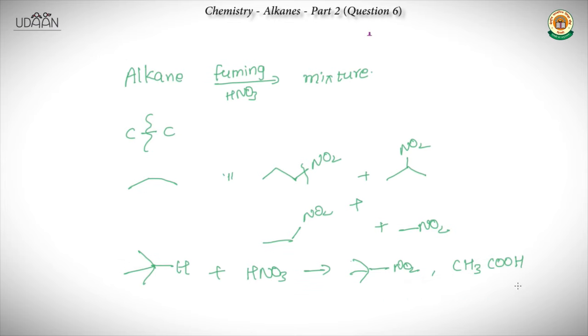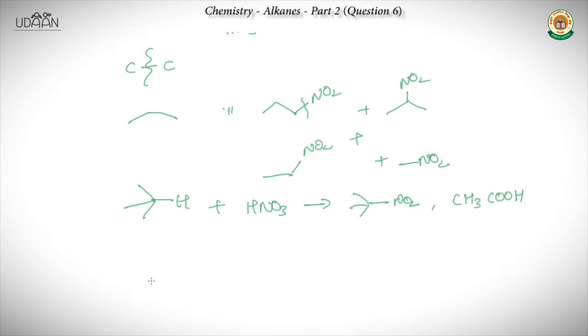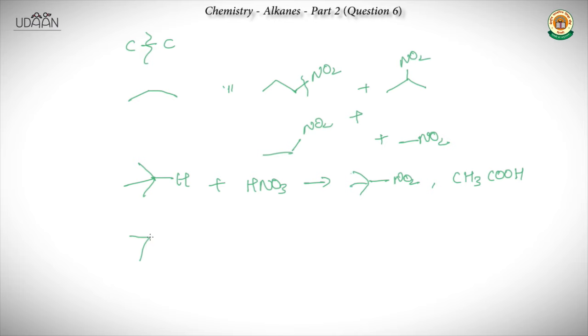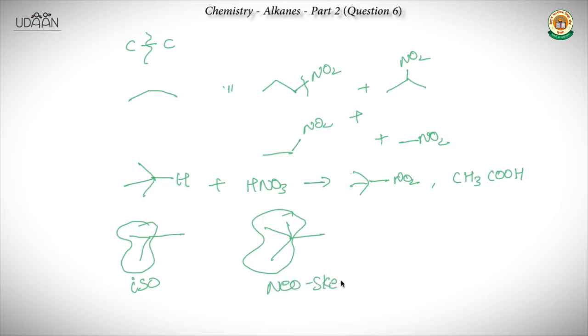Neoalkanes are nothing but, see, if you have this branch, it is called iso. If you have this chain, it is called a neoskeleton alkane. Alright. So is this the entirety of all the products that we get? Yeah. So should we move on to sulfonation now?